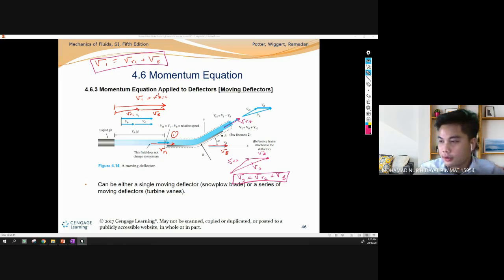Do you guys understand so far on how we get the V1 and V2 from the moving deflector? Do you have any questions so far? Okay. So this is how it looks when you involve derivations of a moving deflector. When there is a moving deflector, remember we have relative velocity to the deflector. So VR1 is the velocity relative to this deflector at point 1.